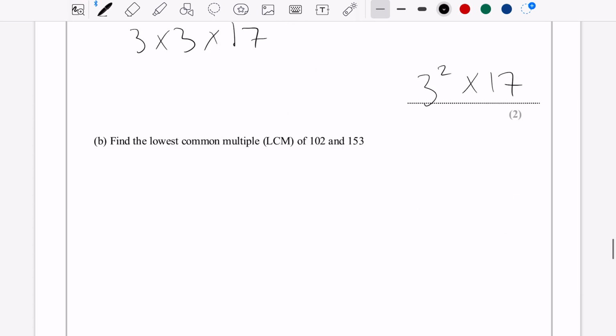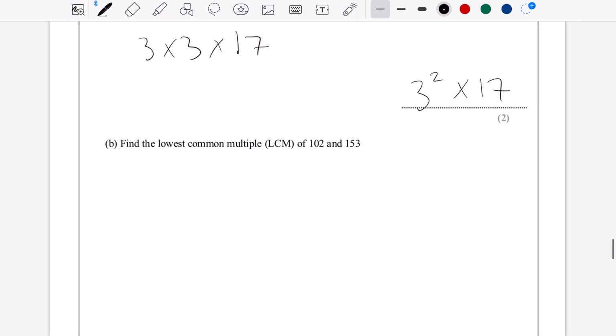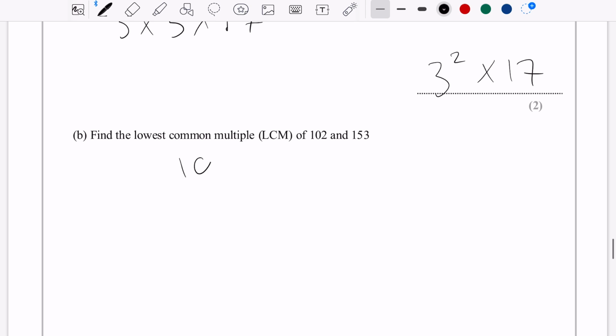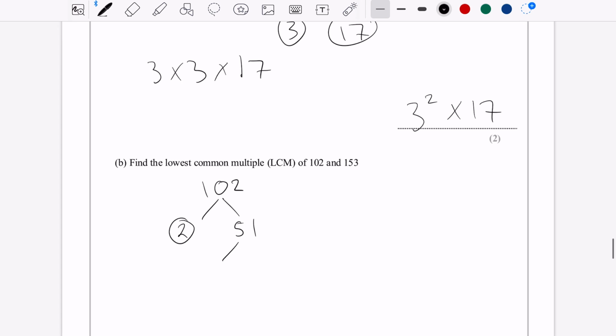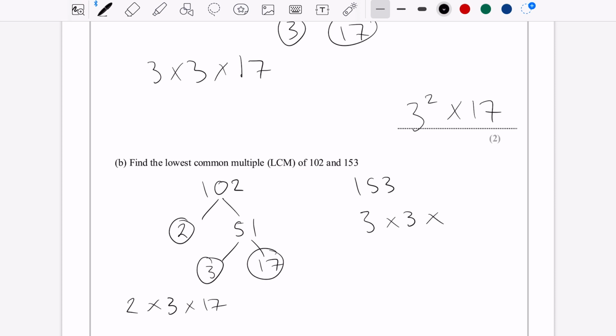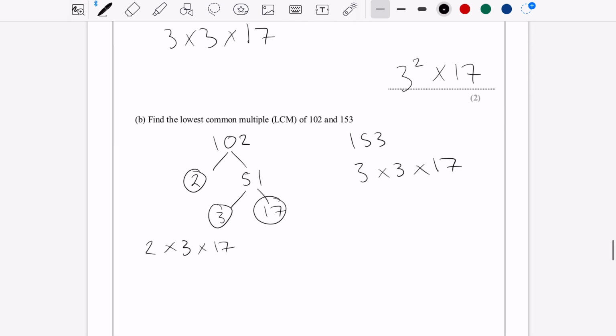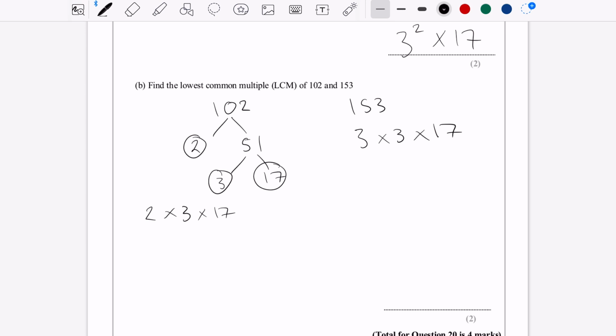Right. Then we've got to find the lowest common multiple. So we're going to do a factor tree of 102 as well, and then combine the pieces together. Okay, so 102, you can half that, 2 and 51. We just did 51, so that goes to 3 and 17. So that's 2 times 3 times 17, and we know that 153 is 3 times 3 times 17. Now the suggestion with lowest common multiple is to put them in a Venn diagram and then multiply out all the numbers they share.